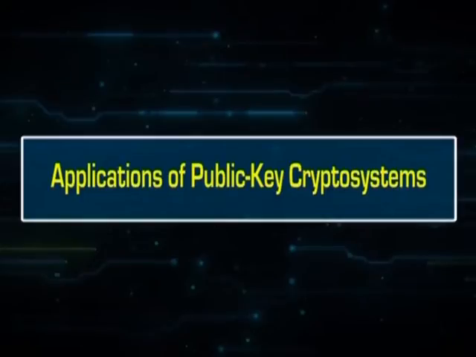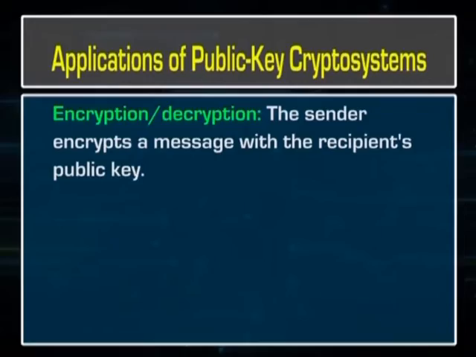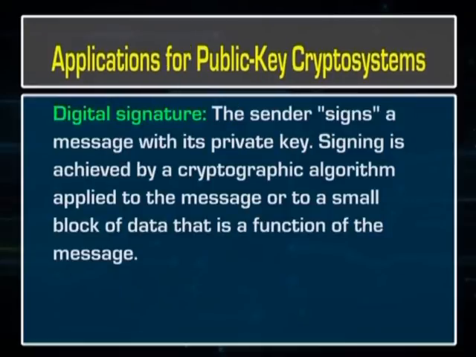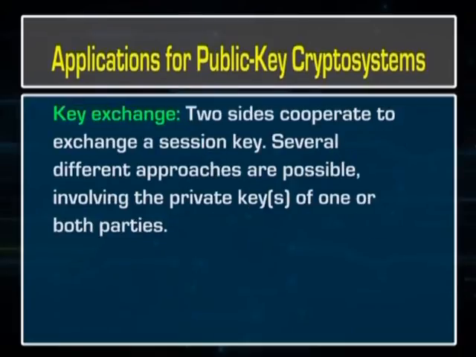Applications of public key cryptosystem. We can classify the use of public key cryptosystems into 3 categories: encryption and decryption, where the sender encrypts a message with the recipient's public key; digital signature, where the sender signs a message with its private key. Signing is achieved by a cryptographic algorithm applied to the message or to a small block of data that is a function of the message; and key exchange, where two sides cooperate to exchange a session key. Several different approaches are possible involving the private keys of one or both parties.